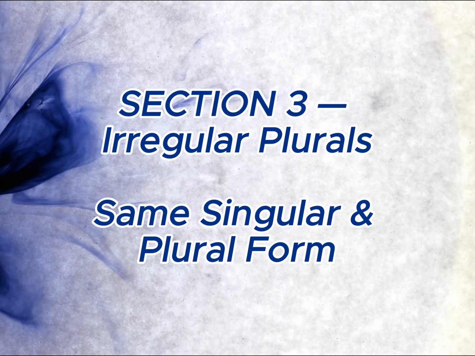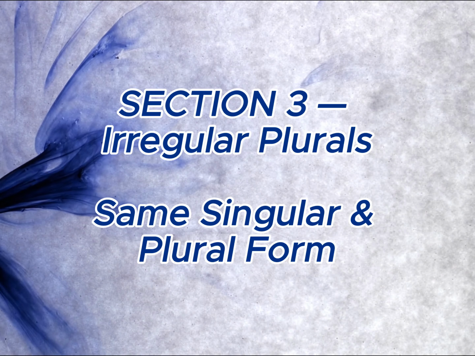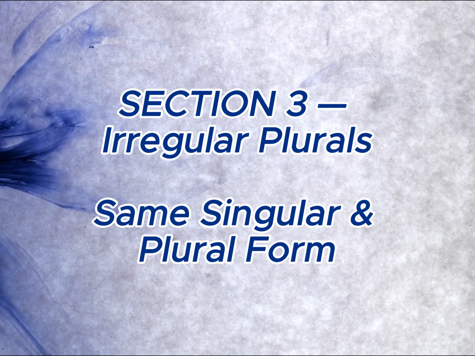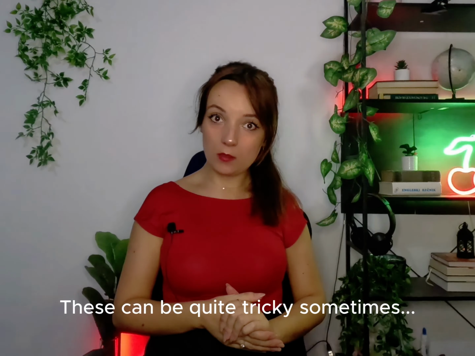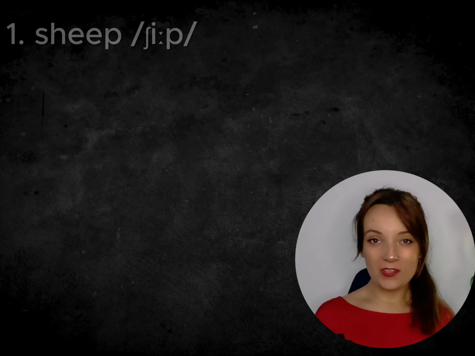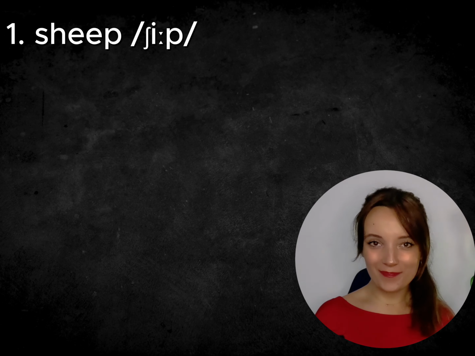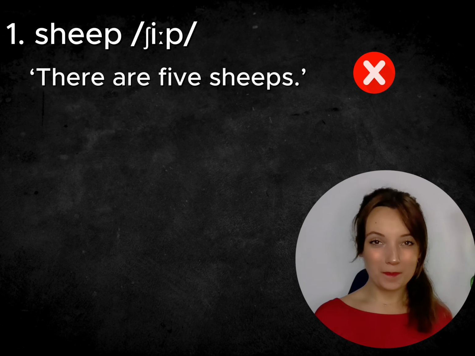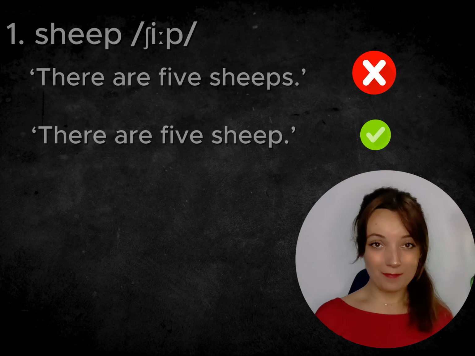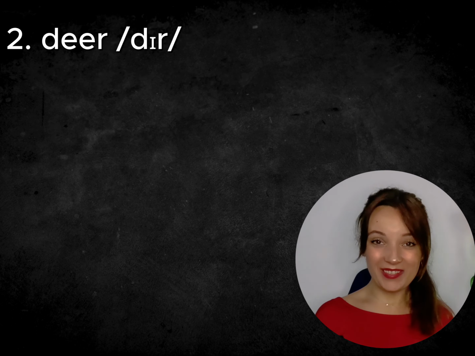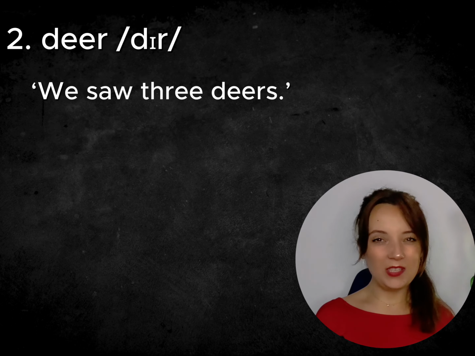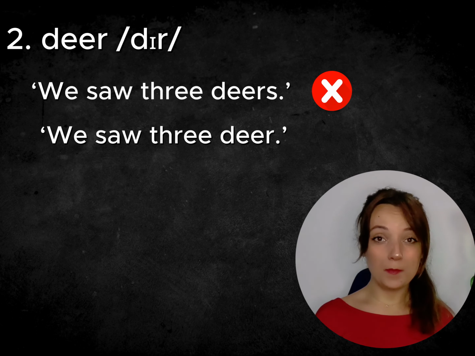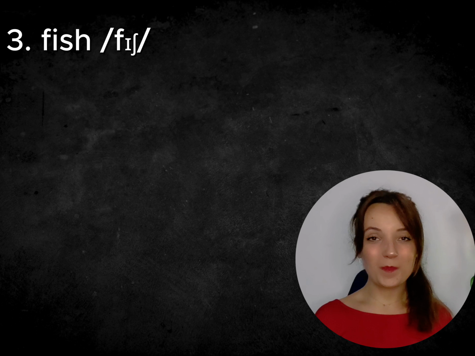Section 3. Irregular plurals. Same singular and plural form. These can be quite tricky sometimes. The first word is sheep. There are 5 sheeps. The correct way to say there are 5 sheep. Deer. We saw 3 deers. We saw 3 deer.